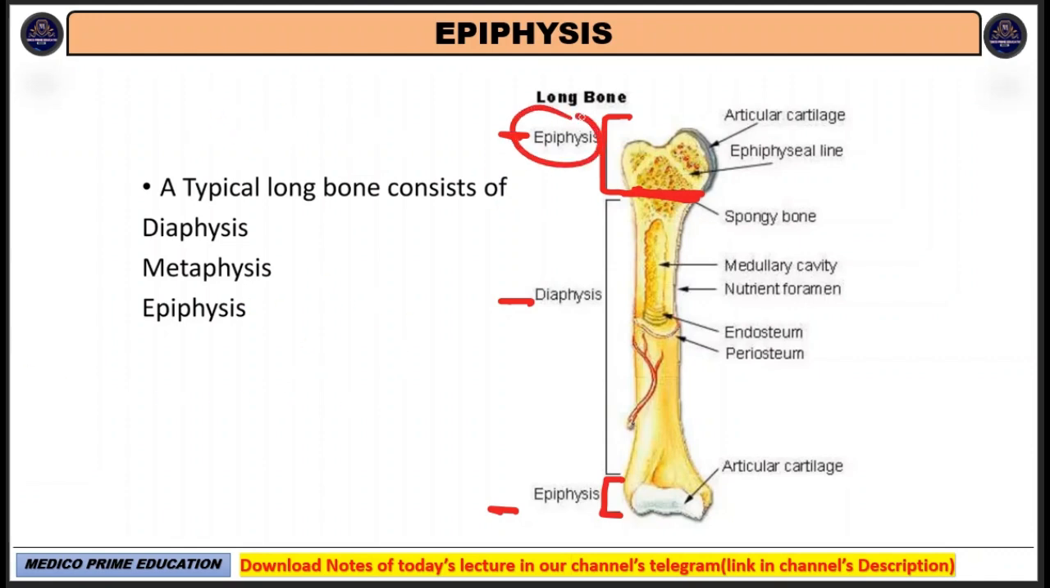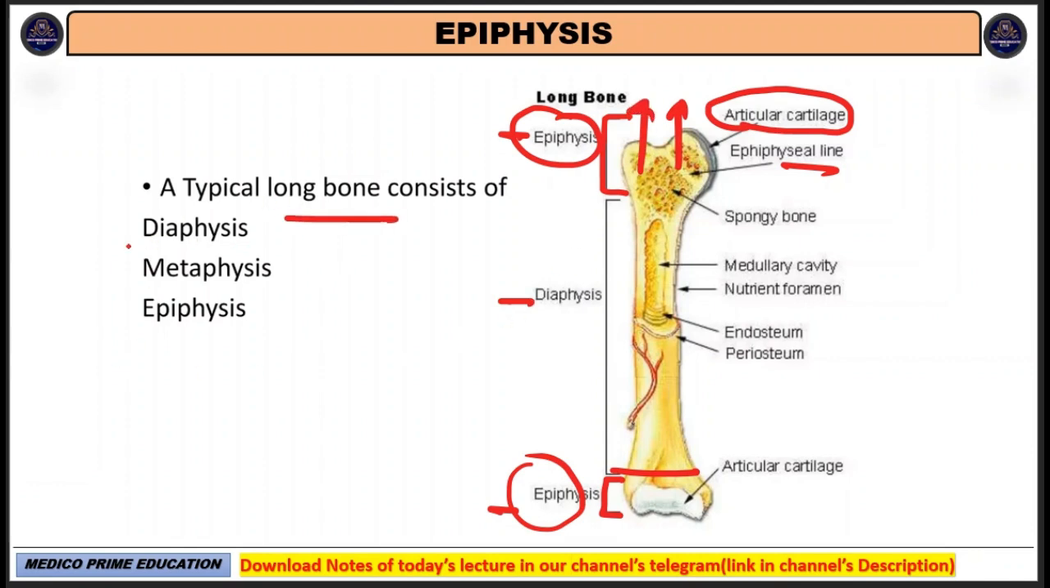Above the epiphysis, we see the articular cartilage, and you also see the epiphyseal line, which we have already told you. But one more thing: this epiphyseal line is not present at the lower end, because bones always grow in that direction only. A typical long bone consists of three parts: diaphysis, metaphysis, and epiphysis.